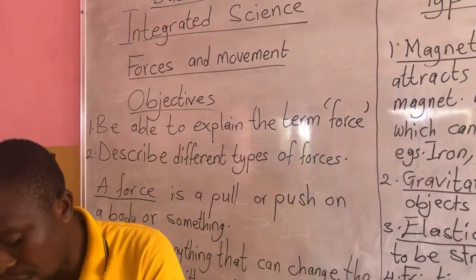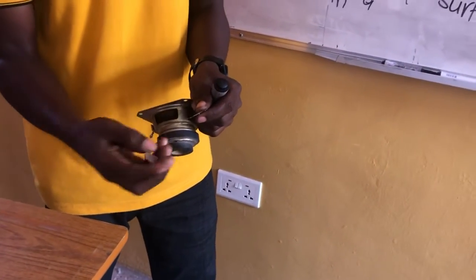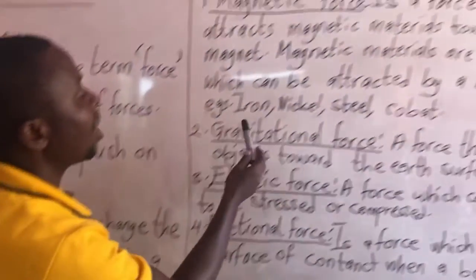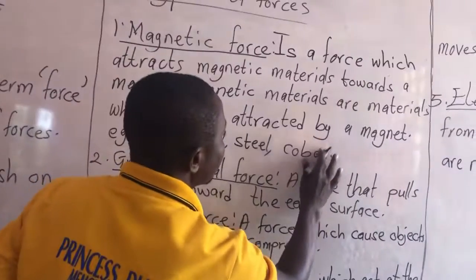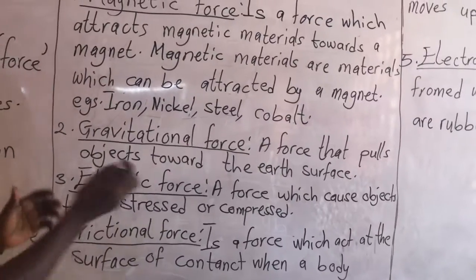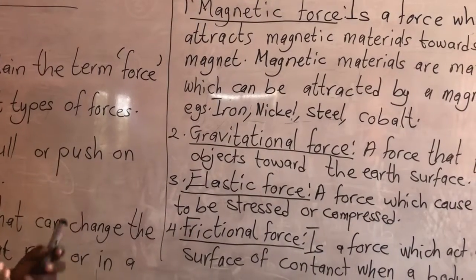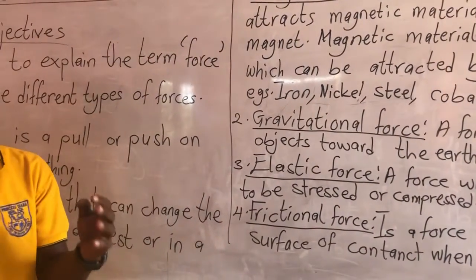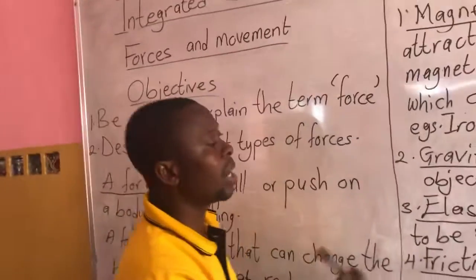So when we look at this blade, here is a magnetic material. This one too is also a magnetic material because it's able to be attracted by the magnet. Good. So we have some examples: iron, nickel, steel, cobalt, okay? All materials that are made from iron, nickel, steel, cobalt are magnetic materials. They can be attracted by a magnet, okay? So the force that makes the magnet attract those materials is what we call magnetic force, okay? Good. Now let's continue.